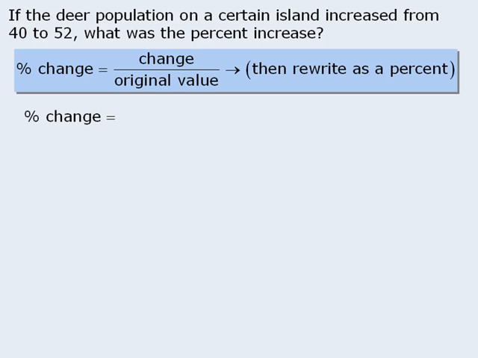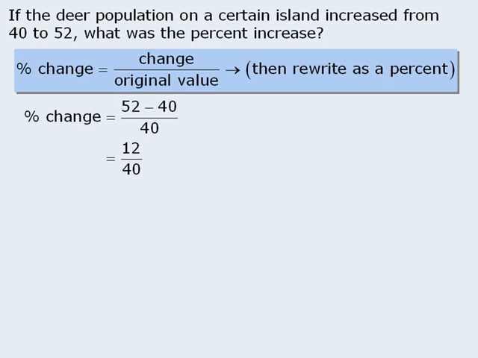So, to find the percent change in this question, we must first determine the change in values. Since the population went from 40 to 52, the change is equal to 52 minus 40. From here, we divide the change by the original value, which is 40, since this was the original deer population before the change. At this point, when we simplify the numerator, we get 12 over 40. And now our task is to convert this fraction to a percent.